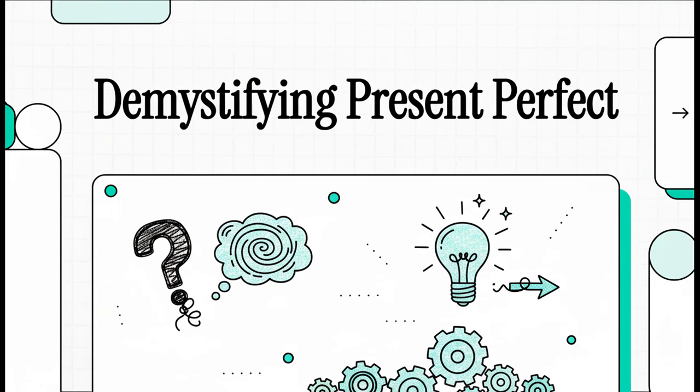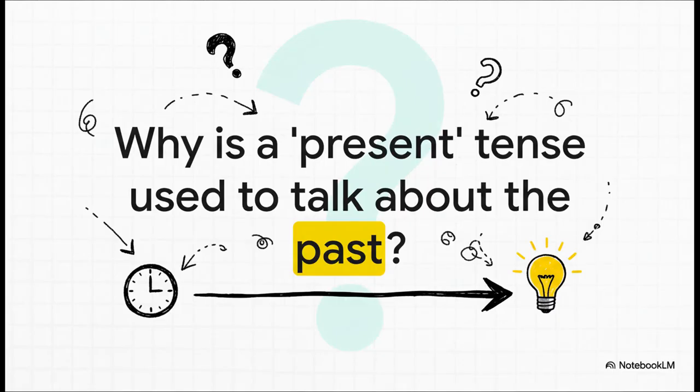Okay, let's talk about one of the trickiest parts of English grammar, the present perfect tense, right? If you've ever found yourself totally confused by it, trust me, you are not alone. It's a tough one for almost everyone. And honestly, the confusion kind of starts with the name, doesn't it? The question that trips everyone up is, why is a present tense used to talk about the past? It feels like it makes no sense. But stick with me, because by the end of this, it's all going to click.